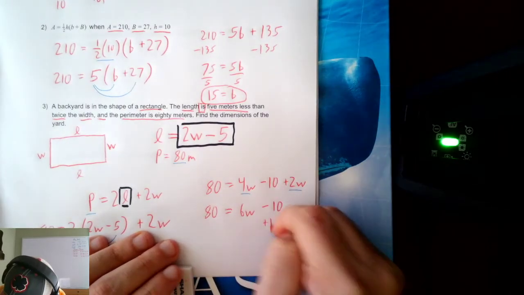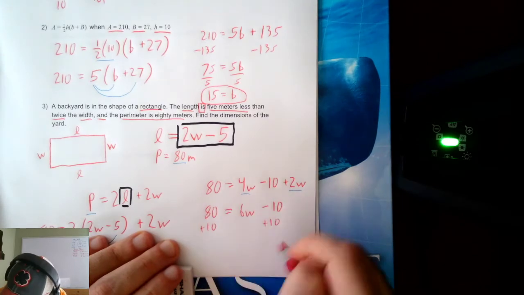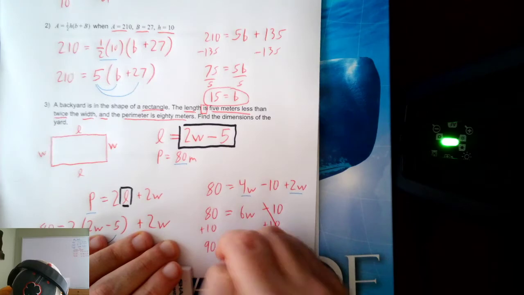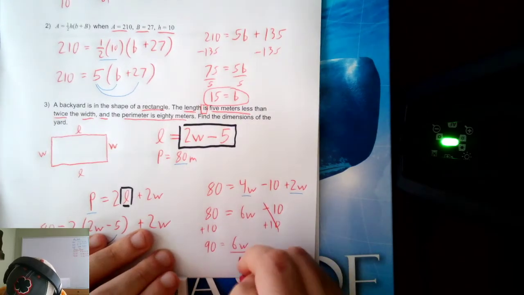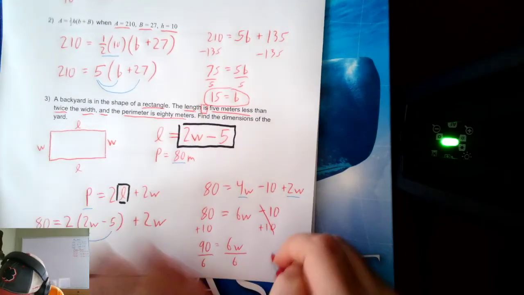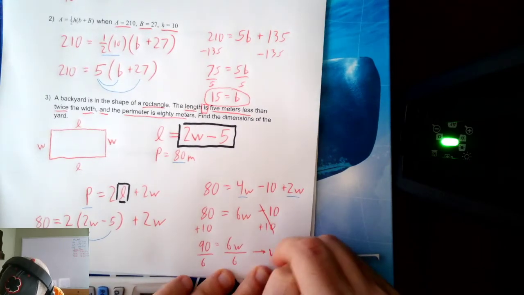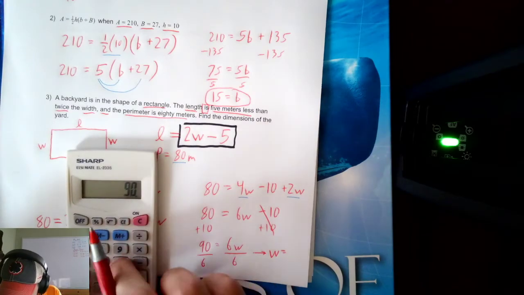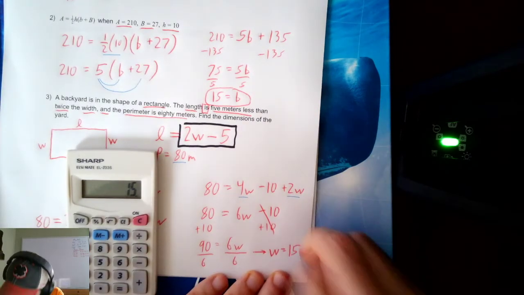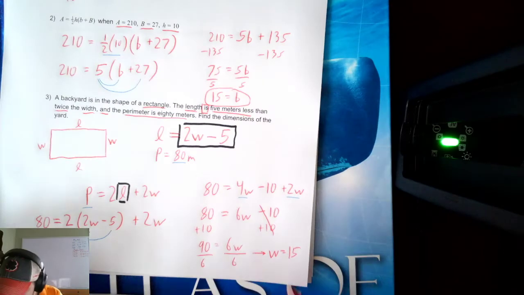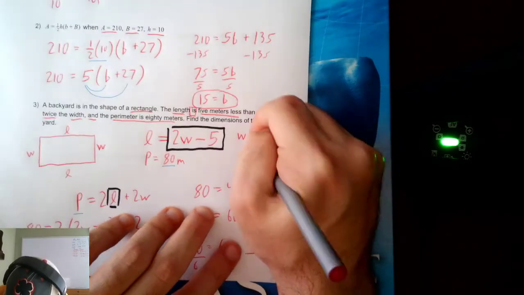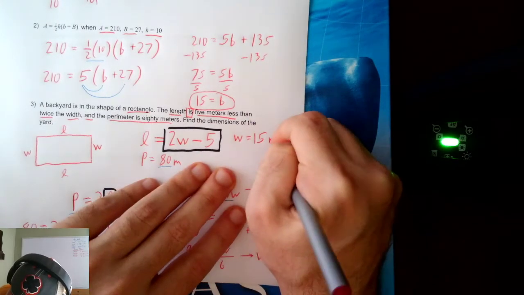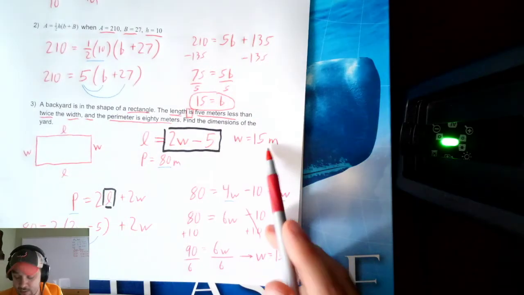Well, to get W alone, I'll add 10 to both sides. I got to add 10 to cancel out that minus 10. That gives me 90 equals 6W. Divide by 6, divide by 6. That tells me W is equal to 90 divided by 6, which is 15. So W is 15 meters. The units were in meters, so I make sure I put meters on my units.